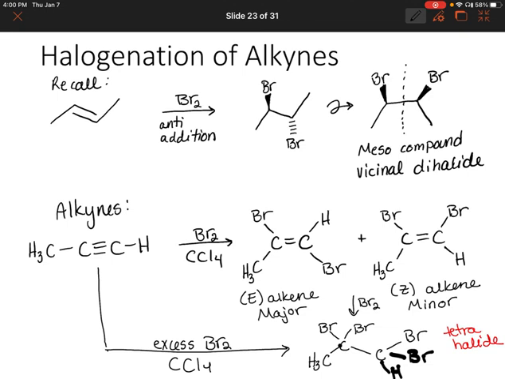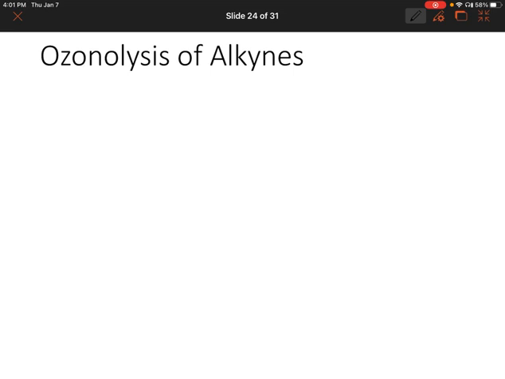Now, it is possible to just add one equivalent of Br2, or one molecule, essentially. So you could end up with the alkenes, but it kind of depends on the case, so I tend to just go all the way to the tetrahalide. All right, so that's about it for halogenation. Let's move on to ozonolysis of alkynes.